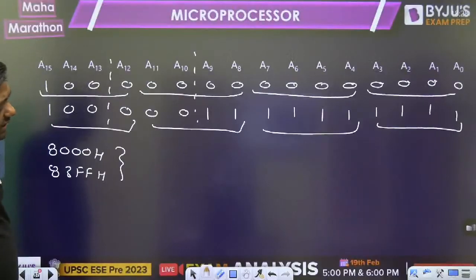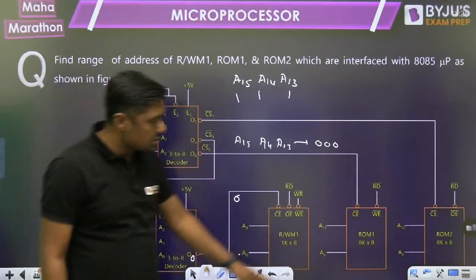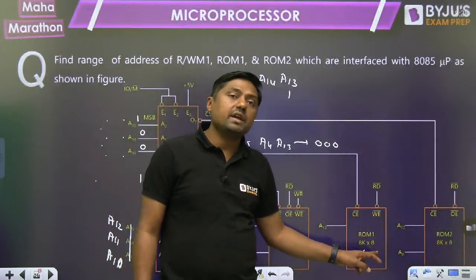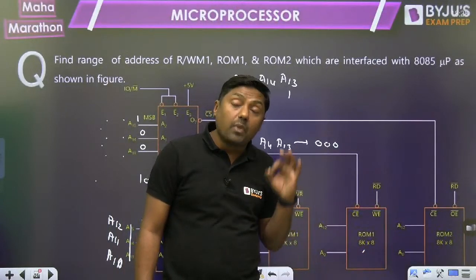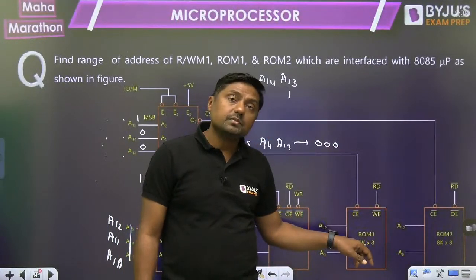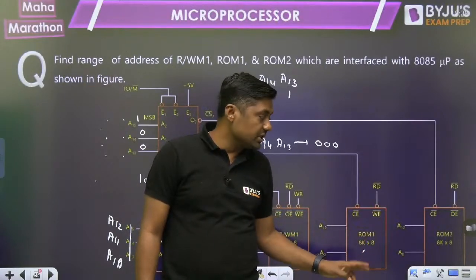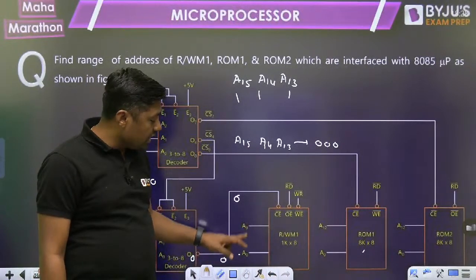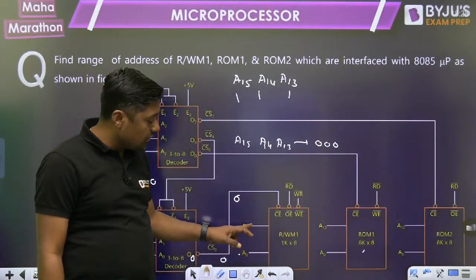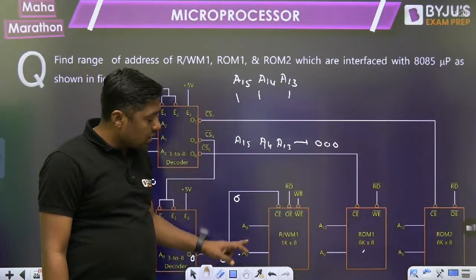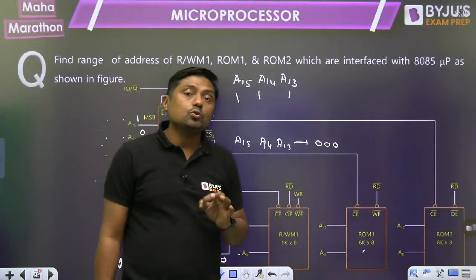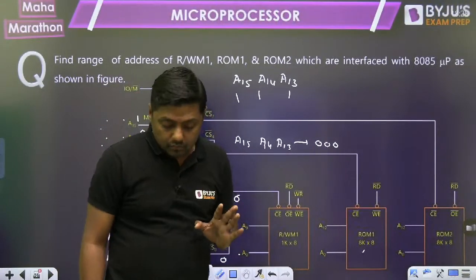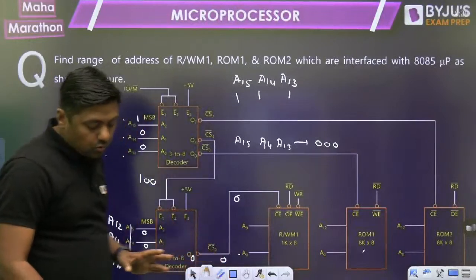So, the answer has come. What is written here? 8K cross 8, where 8 means byte and 8K means 8 kilo. That is the capacity. Similarly, you can find the other capacity. A0 to A9 is connected here, called the lower order address, a total of 10 lines. 2 to the power 10 means 1K. This one type of question is over now.